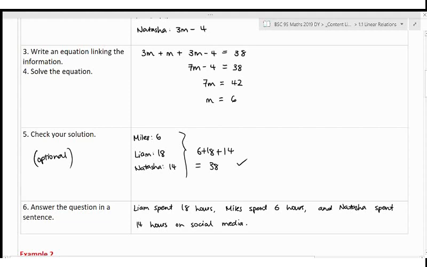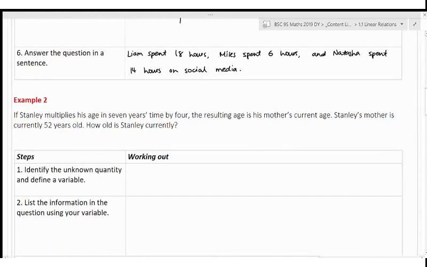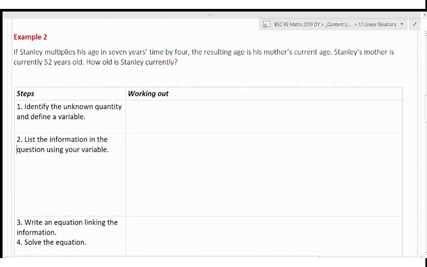Okay, example 1 done. Let's have a look at example 2 now. It says, if Stanley multiplies his age in 7 years' time by 4, the resulting age is his mother's current age. It's a very long sentence. Stanley's mother is currently 52 years old. How old is Stanley currently?